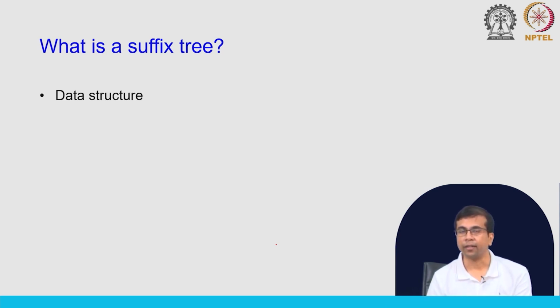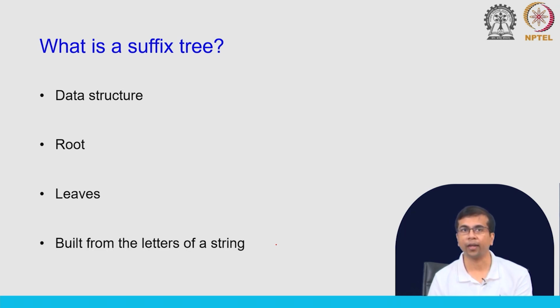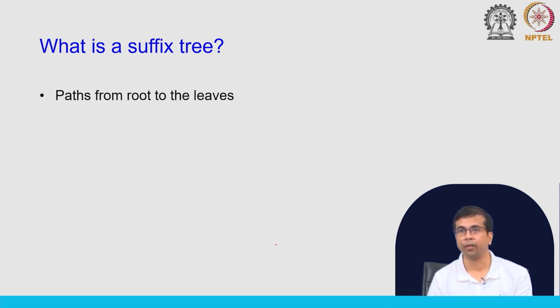So, this is a data structure and it contains something we call the root. It will have one root and it will have leaves. This data structure is built from the letters of a string. So, let us go into that. What these trees contain are paths from the root to the leaves. In a moment we will see how the structures actually look and understand this better.